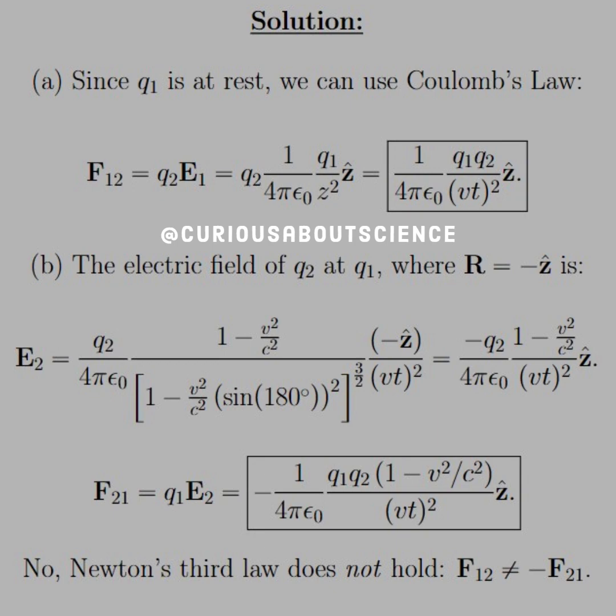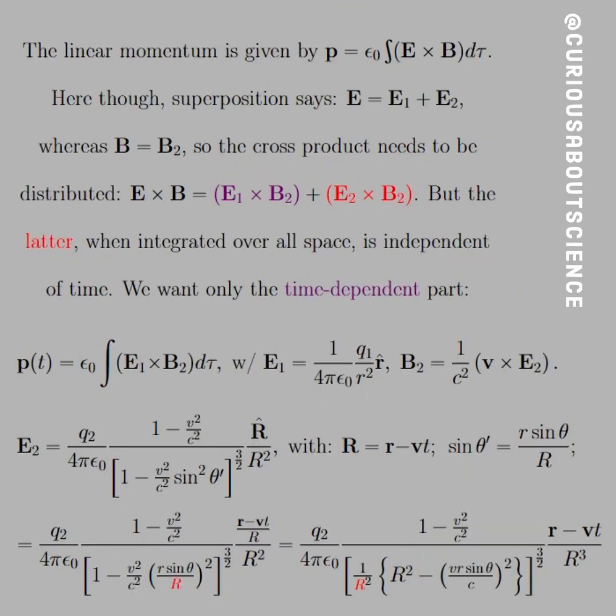But now we need to find the linear momentum. The linear momentum of the field is given by P equal to epsilon naught times the integral of E cross B d tau. Here, superposition says that E is equal to E1 plus E2, whereas B is equal just to B2. At the origin, being static, we don't have any current, so we don't have any magnetic field. Now what we need to do is find E cross B. We have (E1 plus E2) cross B2, and now we need to distribute that.